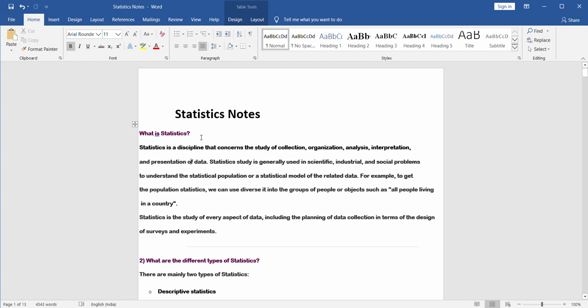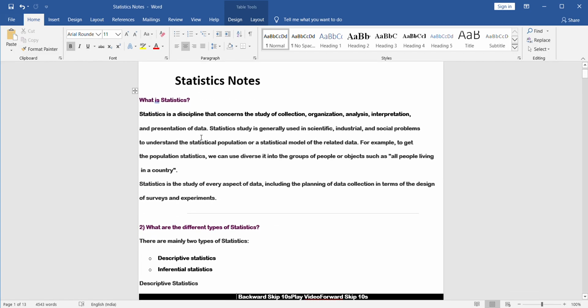Basically, statistics is a discipline that comes from the study of collection, organization, analysis, interpretation, and presentation of data. Statistics is generally used in scientific, industrial, and social problems to understand the statistical population or statistical models of the related data. For example, to get population statistics, we can divide it into groups of people or objects, such as people living in a country. Statistics covers every aspect of data, including the planning of data collection in terms of the design of surveys and experiments. What are the different types of statistics?